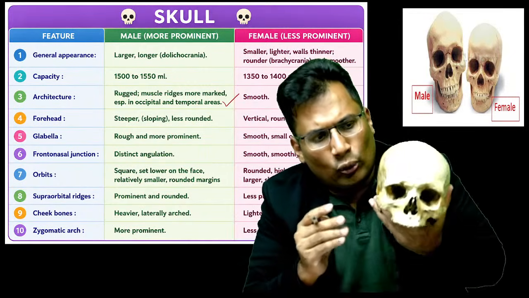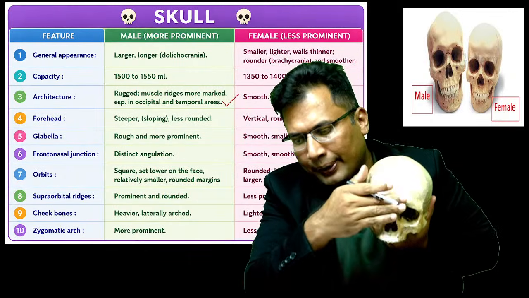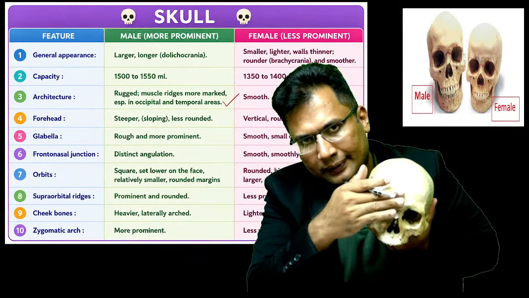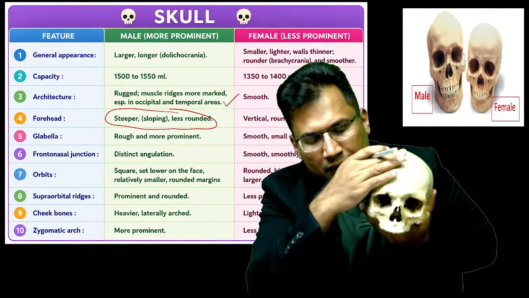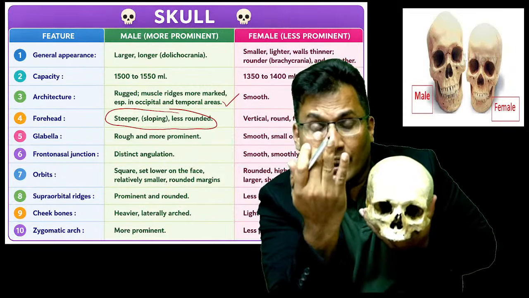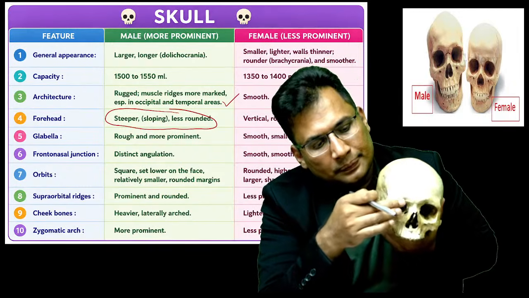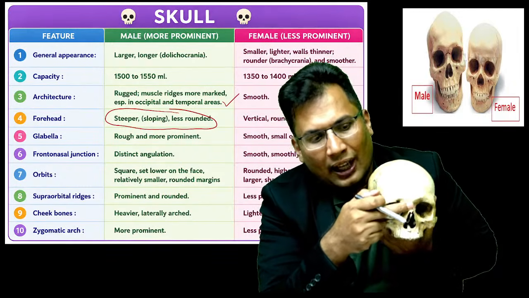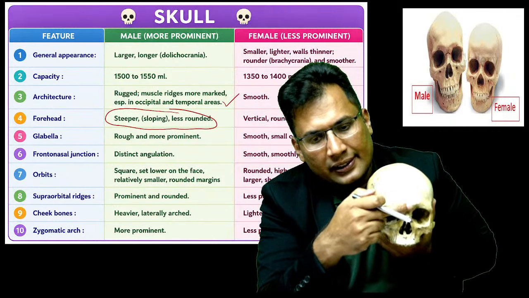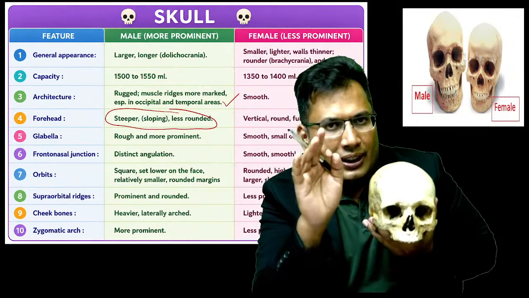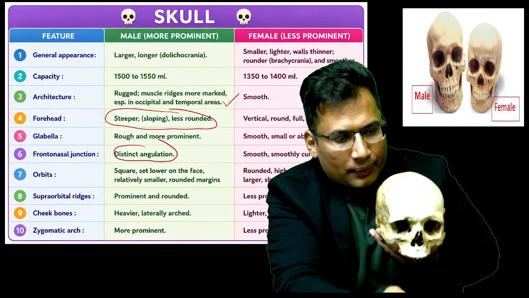And look at the forehead now. So this is the forehead. The forehead is steeper. Can you make out, guys? Steeper forehead here. Steeper forehead, straight forward in case of female. Glabella. So this is glabella. So glabella is prominent. So this is the frontonasal junction. So the glabella is prominent in male. In females it is not prominent. Frontonasal junction is prominent.